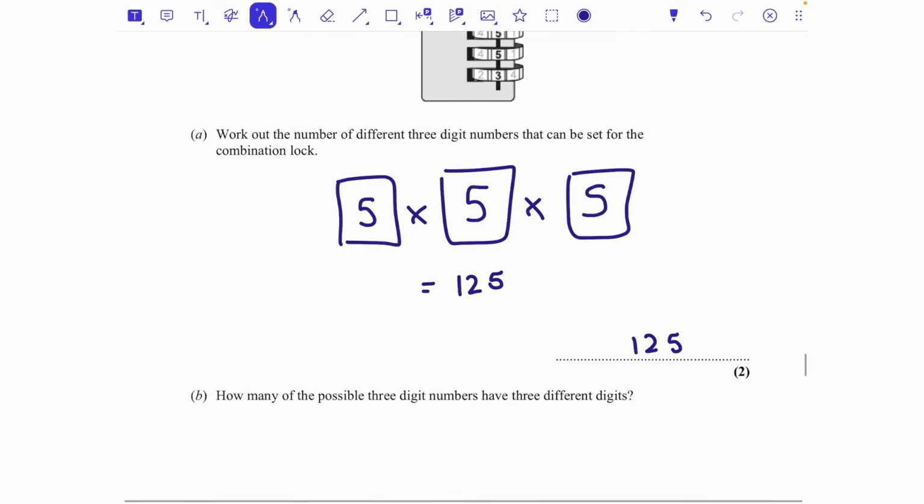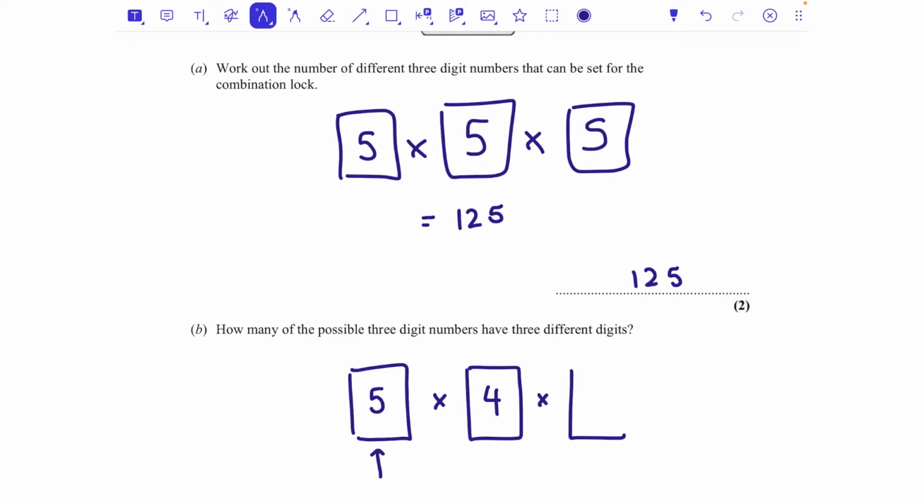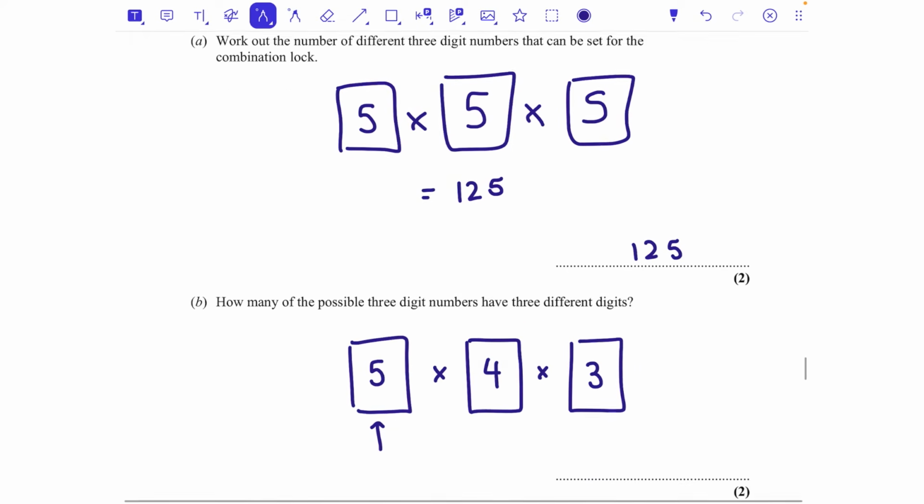That's how many different combinations you've got. How many of the possible 3-digit numbers have 3 different digits? So we've still got 5 possibilities in the first spot. But whatever we choose to use here, let's say we use a 4, then we cannot use that in the next position. So there's only 4 numbers then left to use in the second position. And similarly, whatever 2 numbers we've used, we've only got 3 numbers left to pick from in the third position.